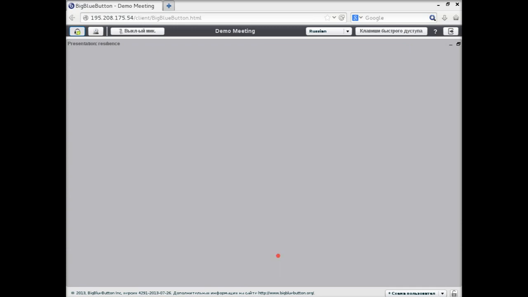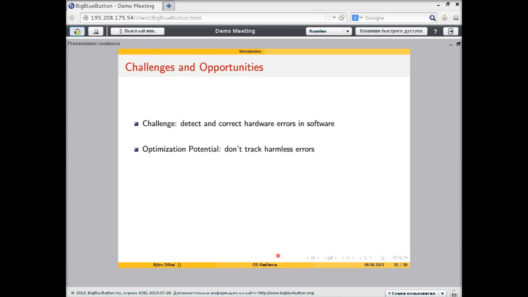Then I already pointed out that we have this potential for optimizing performance by only tracking those errors that will actually do harm to our system. And if we have errors that don't harm the system, then we simply do not want to track them at all.